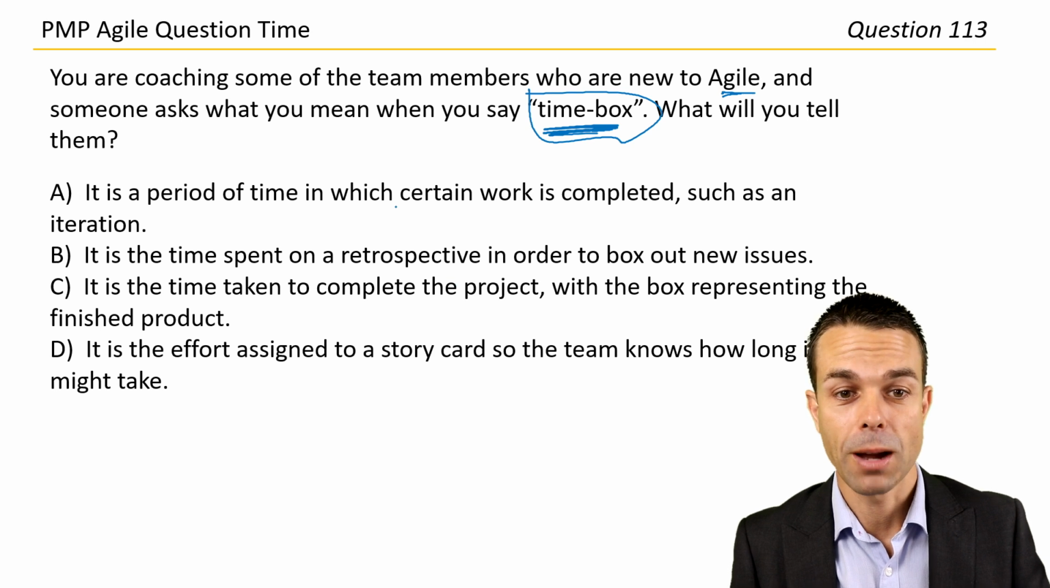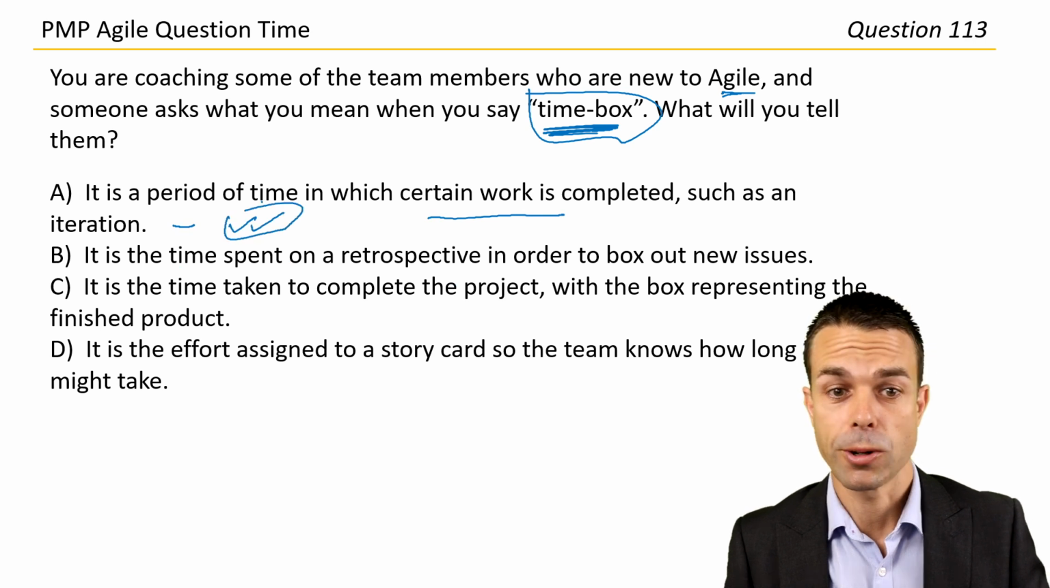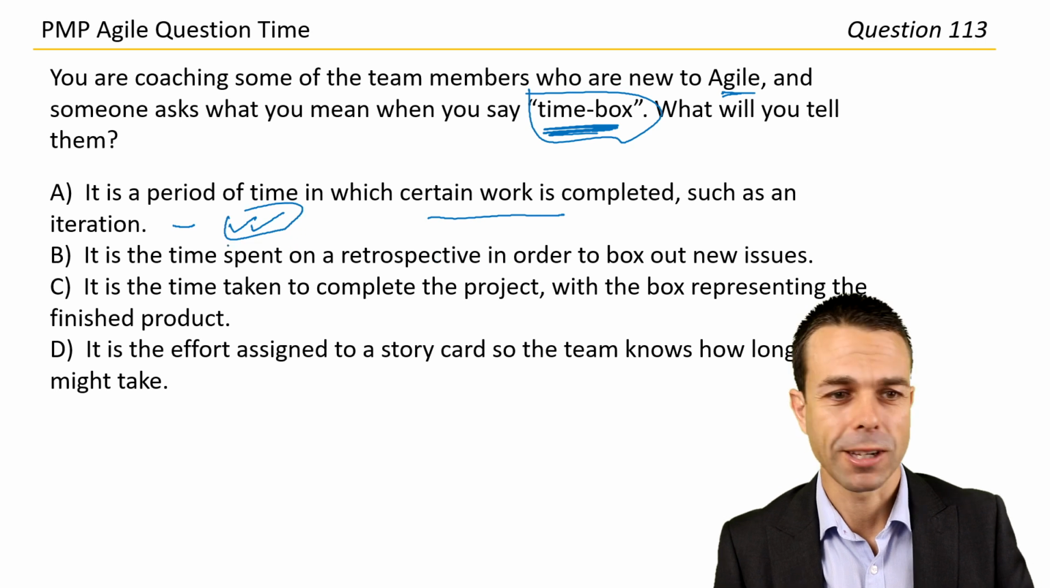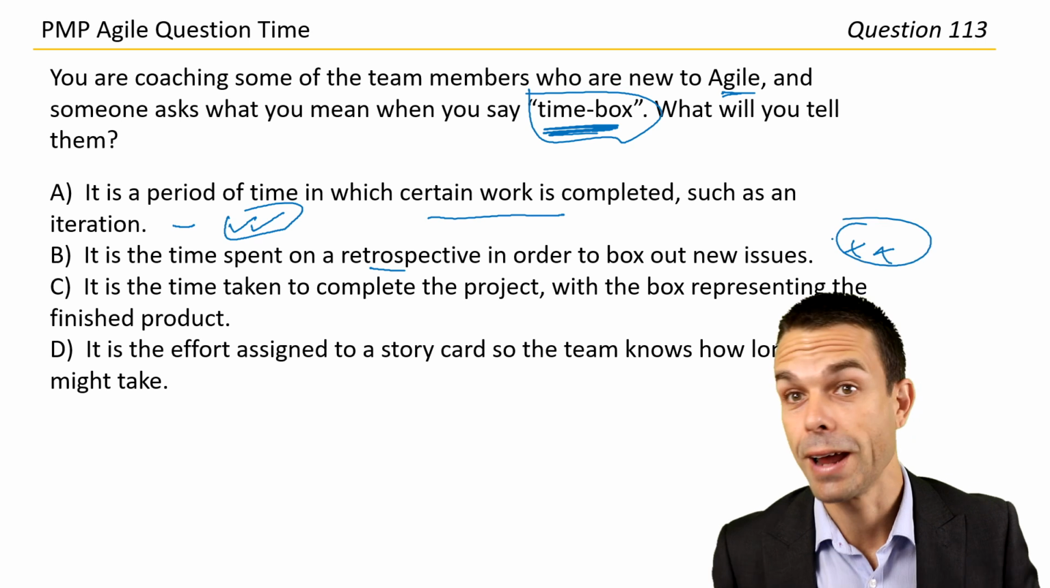It is a period of time in which certain work is completed, such as an iteration. I really like that one. It is a period of time where we complete certain work. Let's see what the other ones are. It's time spent on a retrospective, not necessarily. A time box could be about anything.